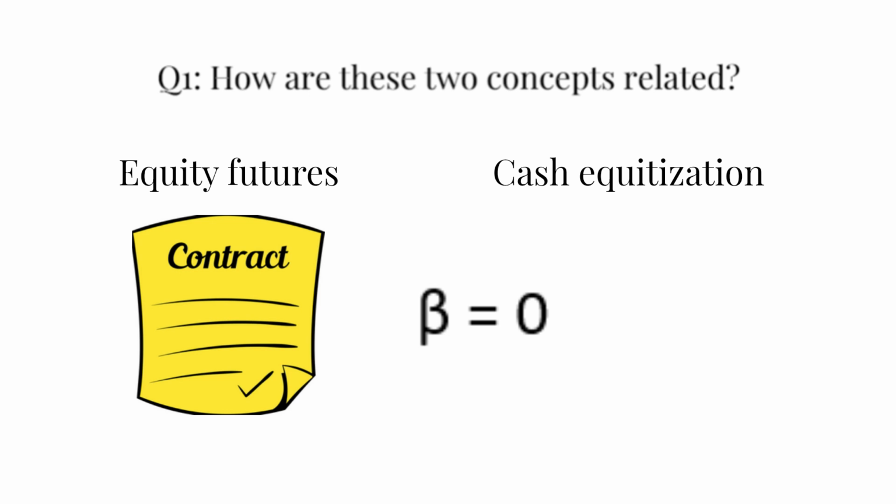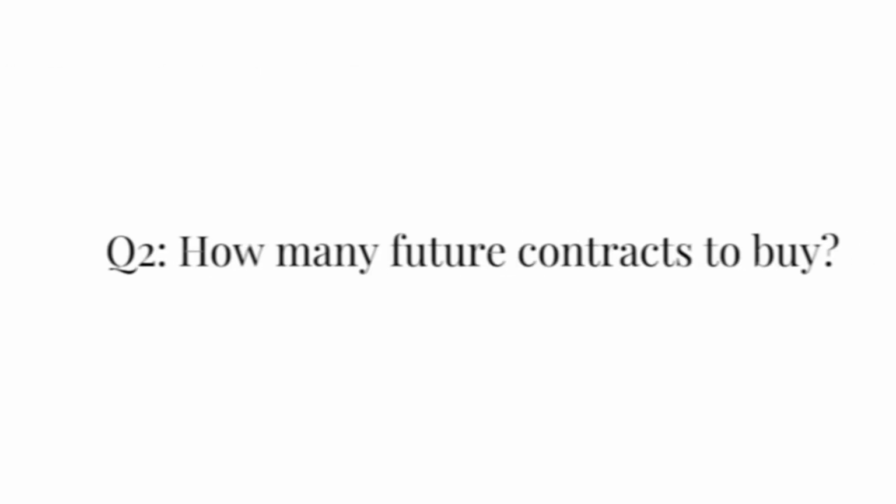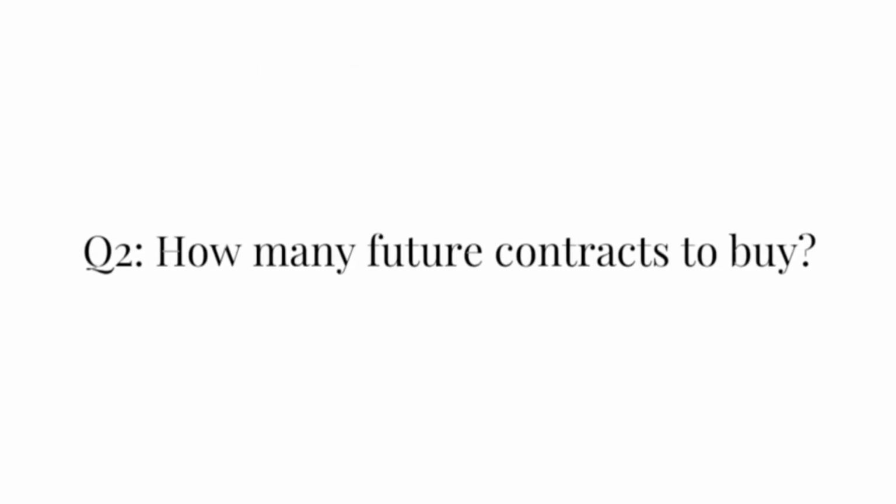In order to get some market exposure, the investor can use cash to buy or sell equity futures. Depending on the targeted level of beta, the investor can buy various quantities of the equity future contracts. Question number 2. How many equity future contracts should an investor buy?